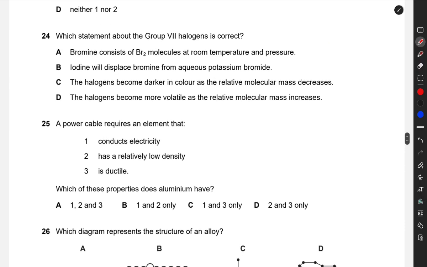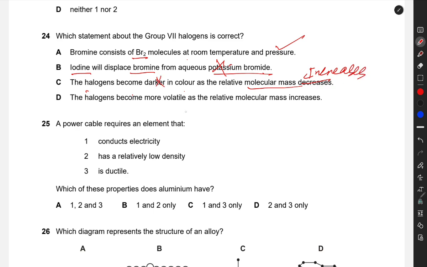Which statement about the group 7 halogens is correct? Bromine consists of Br2 molecules at room temperature and pressure. Yes, it is the correct option, because all group 7 elements exist in molecular form. Iodine will displace bromine. No, iodine is less reactive than bromine, so it cannot displace it from potassium bromide. So it is incorrect. The halogens become darker in color as the relative molecular mass decreases. No, they become paler, lighter. They are darker when molecular mass increases. So this option is also incorrect.